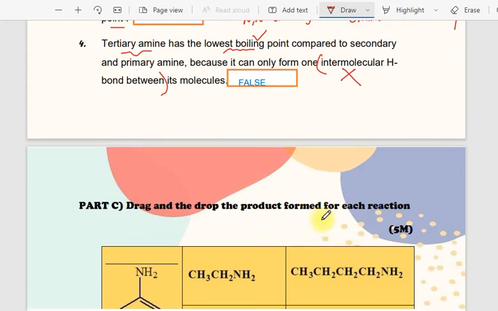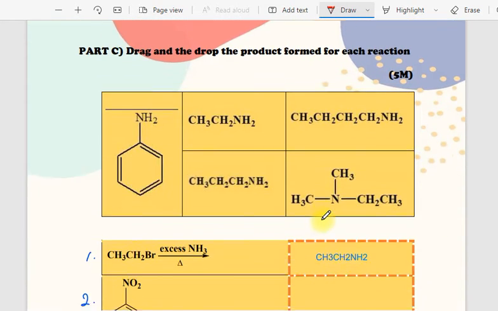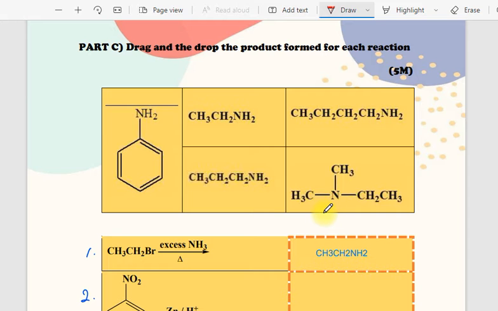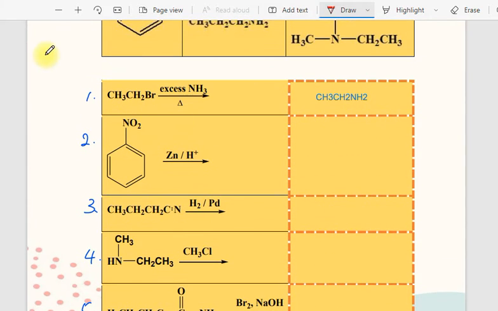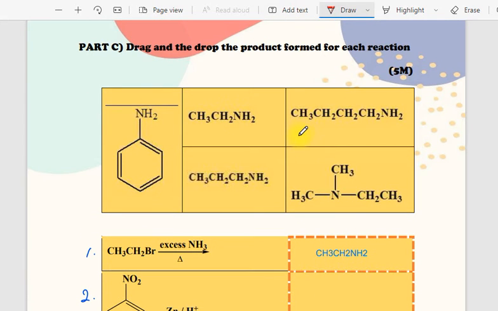Hati-hati ya. Okay, next, part C. Drag and drop the product formed for each reaction. Since madam cannot drag and drop, I label them question 1, question 2, question 3, question 4, and question 5. Which one is the answer for question 1? This is haloalkane reacting with ammonia, meaning nucleophilic substitution. So substitute. 1 carbon, 2 carbon. This is the answer for 1.